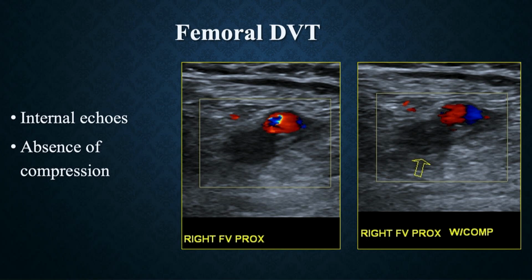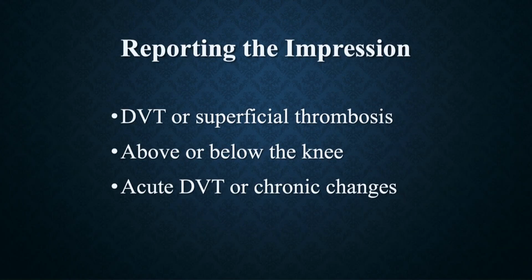It's non-compressible. It's DVT. How do we report it? Certainly it is recommended that we say that the clot is either deep or in the superficial veins so that there's no confusion. We want to let our referring docs know that the clot is either above or below the knee. That has implications for treatment and management. And we want to say whether we think the clot is acute or chronic venous change, all right? Those are the terms, and we'll talk about that in a little bit.